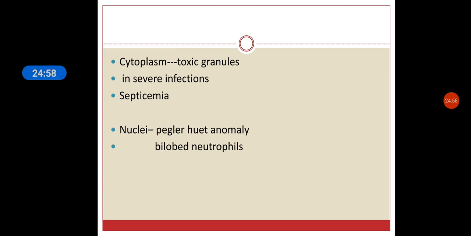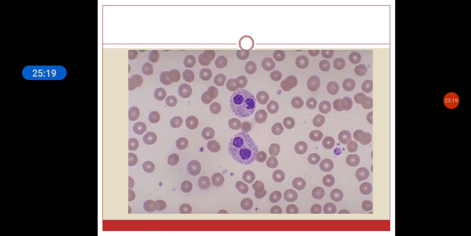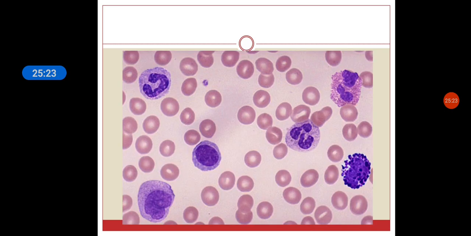So in the cytoplasm, you're ideally supposed to see the granules. In cases of severe infection, or when the patient is having septicemia, you will find toxic granules. And then you can even get bilobed neutrophils, that is called Pelger-Huët anomaly. If you remember the WBC disorders introduction, all these things are covered for you, right? So this is a bilobed neutrophil, Pelger-Huët anomaly.